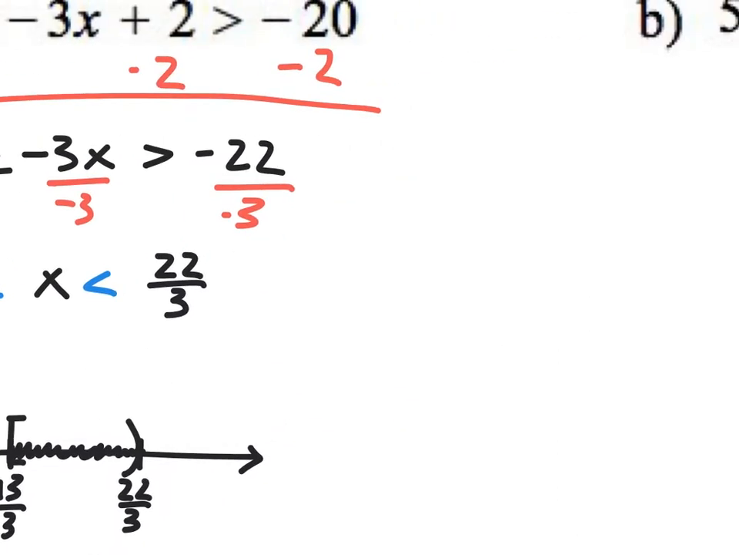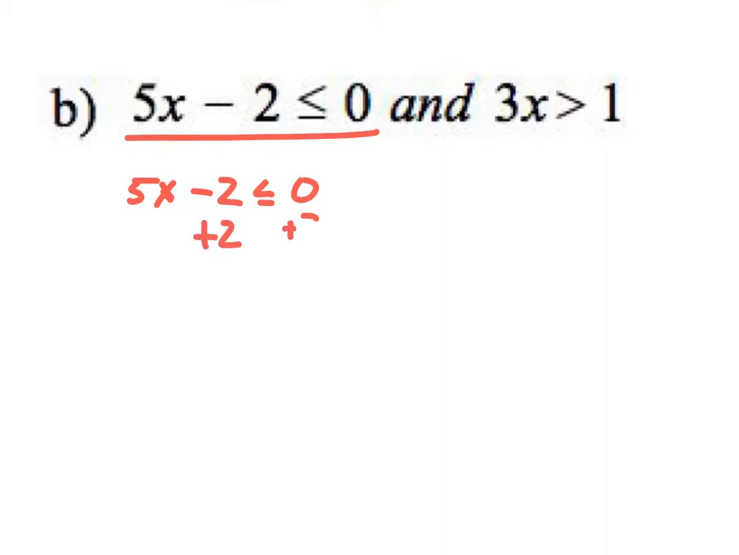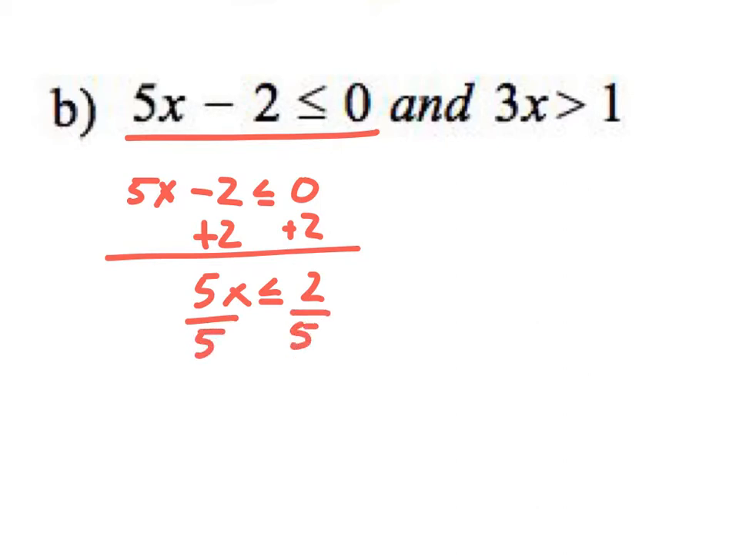Now let's take a look at part B. Part B says 5x minus 2 is less than or equal to 0, and 3x is greater than 1. So let's do the first one. And what I'm going to do first, let me rewrite it, so I got the colors right. I'm going to go ahead and add 2 to both sides, and then I get 5x is less than or equal to 2. So then I'm going to divide everything by 5. Now I don't have to switch my inequality because it's positive, and I'm going to have x is less than or equal to 2/5.